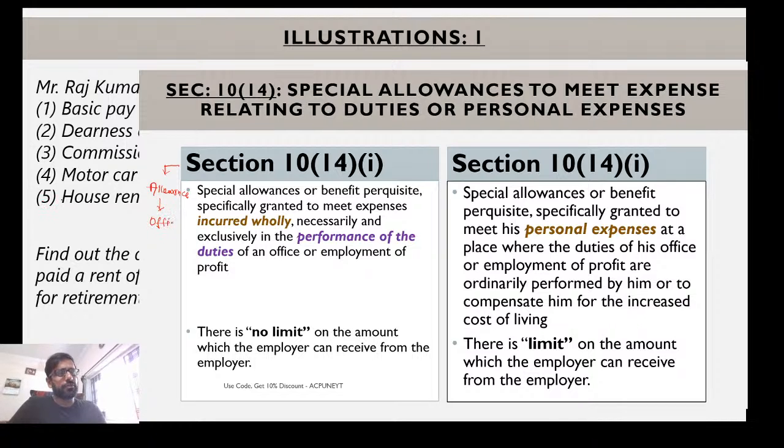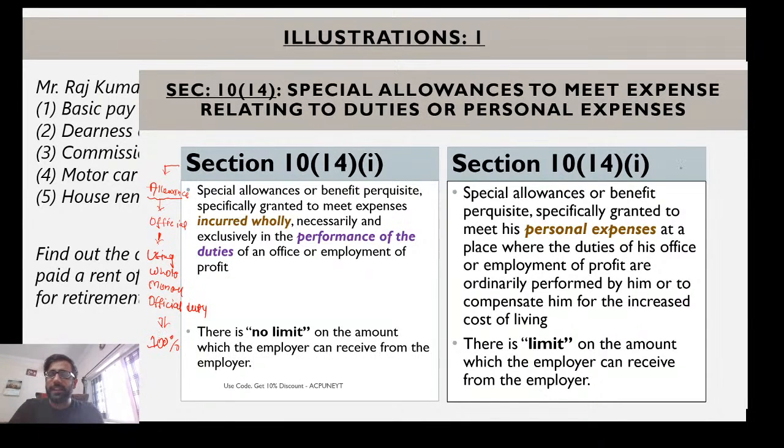For official duty, let's suppose you are getting petrol allowances, uniform allowances, or traveling allowances for the purpose of official duty. If you are using the whole money for official duty, then you will get an exemption of 100%. The 100% amount will be exempt under section 10(14) subsection 1.